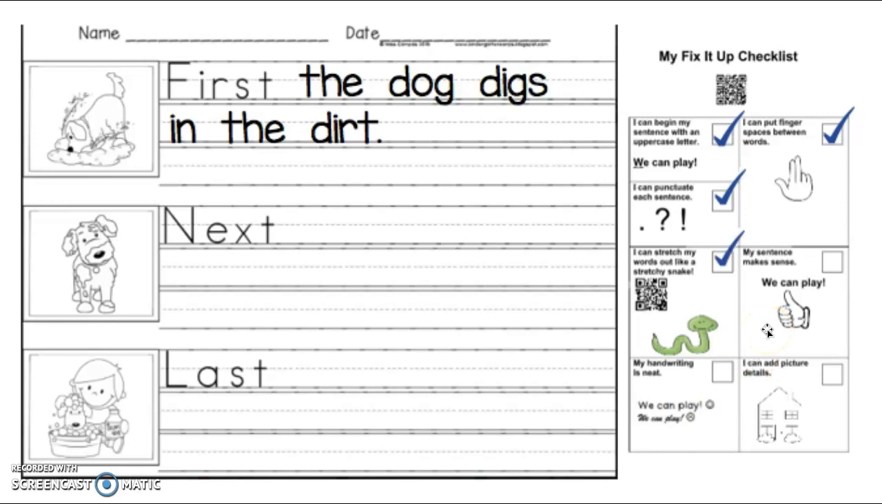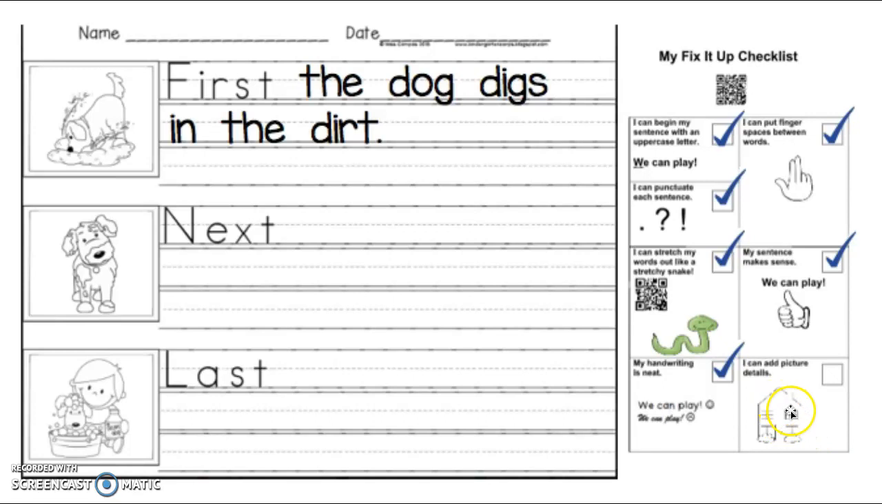My sentence makes sense. I need to reread my sentence to make sure it makes sense. First, the dog digs in the dirt. It makes sense and it matches the picture. Okay, my handwriting is neat. Well, I tried really hard to stay in the lines and to make my letters correctly using my writing office. So I can check that off.